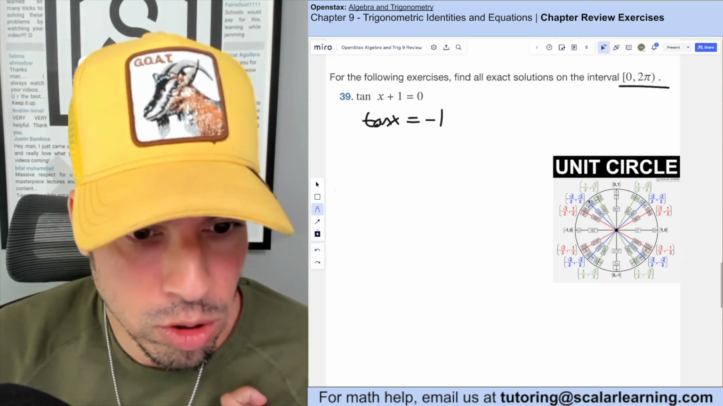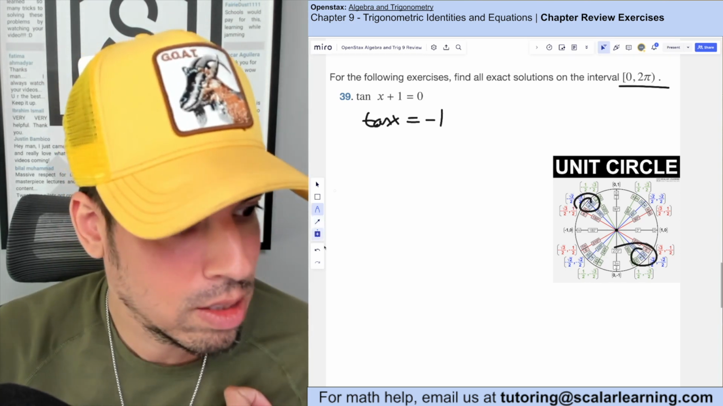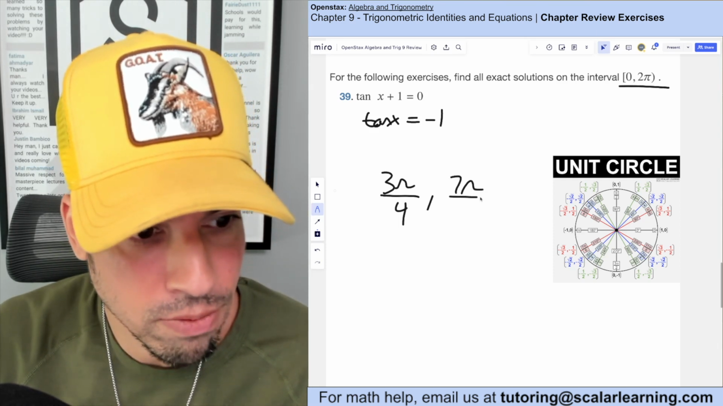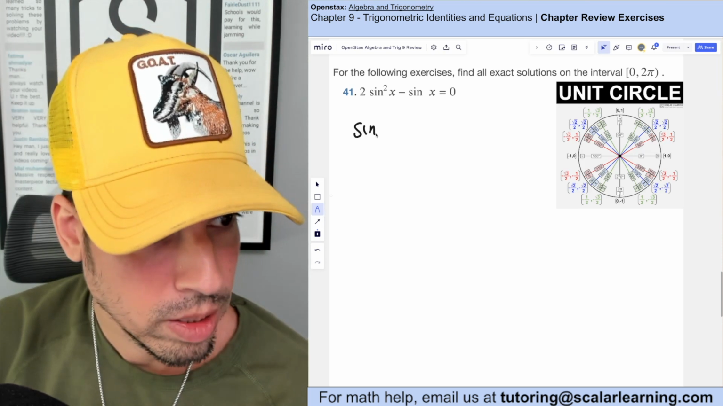So that means my two solutions from 0 to 2 pi are 3 pi fourths and 7 pi fourths. So we say 3 pi fourths, 7 pi fourths. That's how you do it. Done. So for this one, let's start by factoring out sine of x.